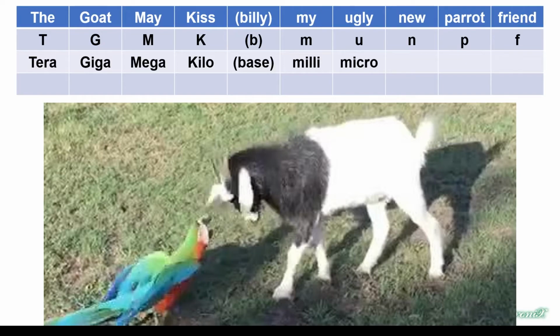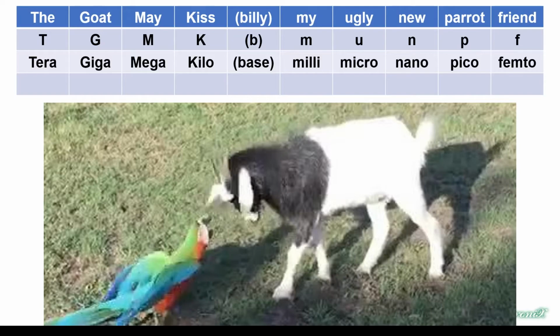Okay, what does N stand for? Right, nano. P, what does P stand for? Yep, pico. And F, you all got it right. Femto. It's femto. There's one line that's left there. The last row of this table. It's important, but it's easy.